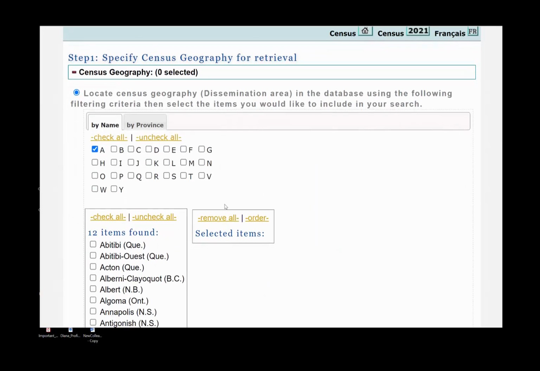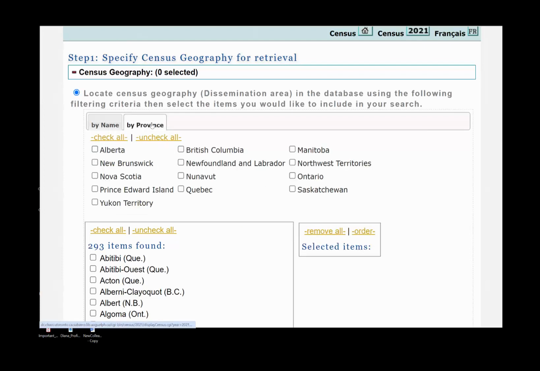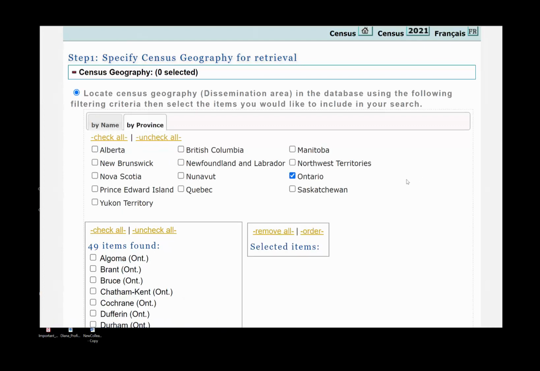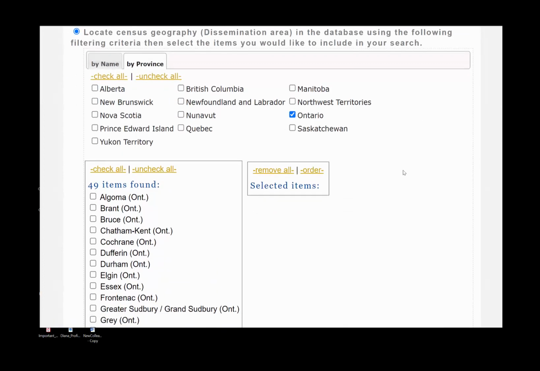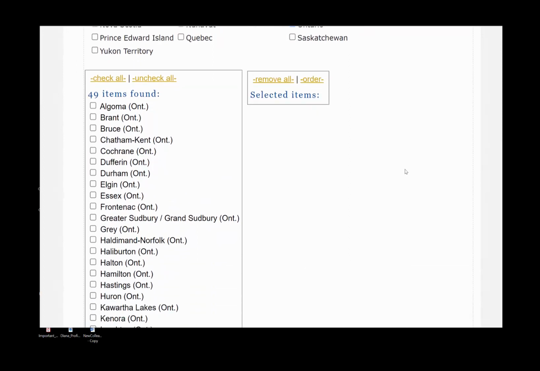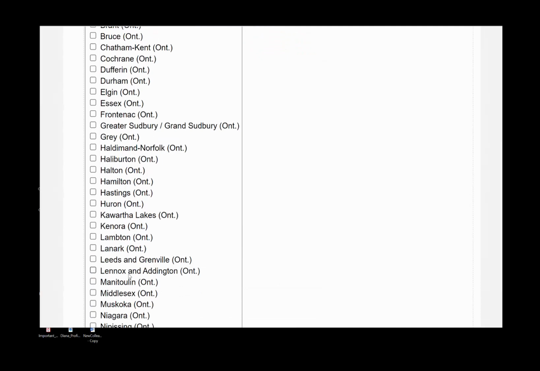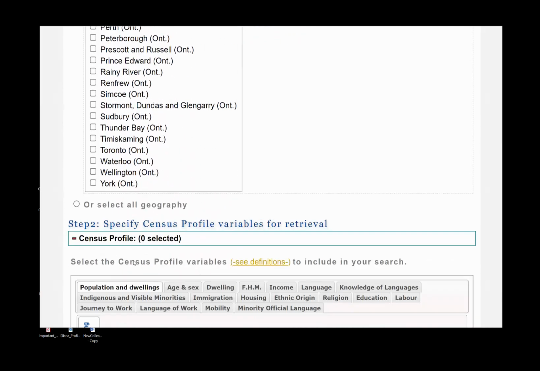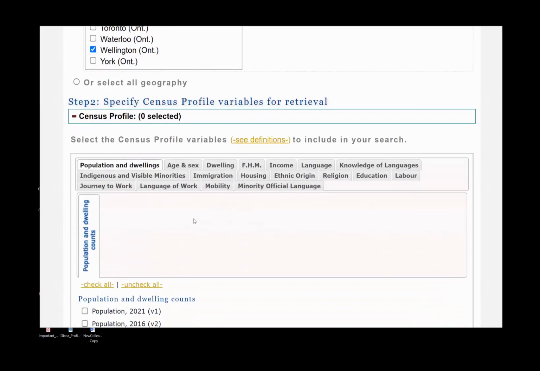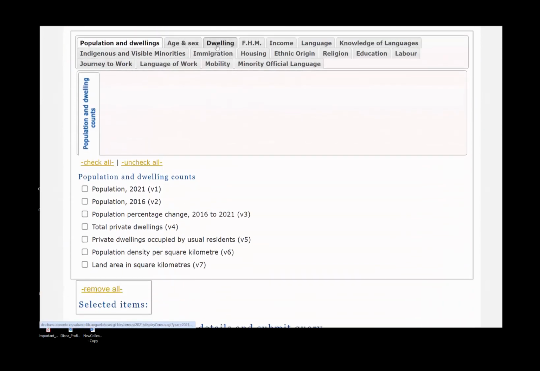Now, I want to, for example, find the dissemination areas for Guelph. And instead of checking by alphabet, I go to province. This is in Ontario. Now you need to do a little search for which county or which region Guelph is located in. So do a little Google search, and you will discover that it's in Wellington County. Click that, that will include Guelph in it.